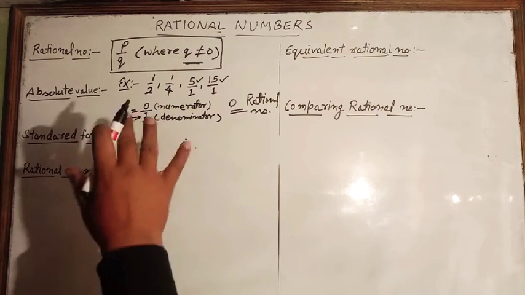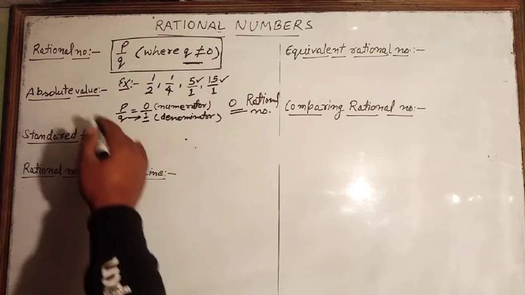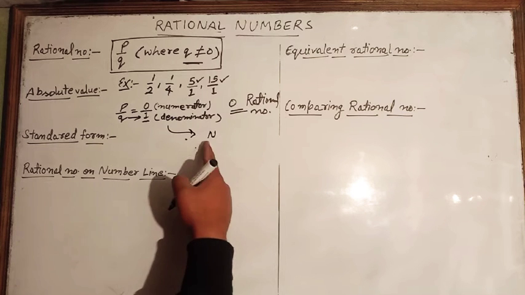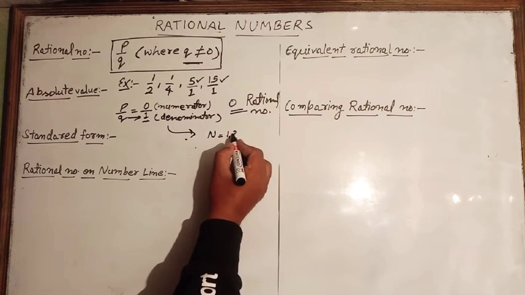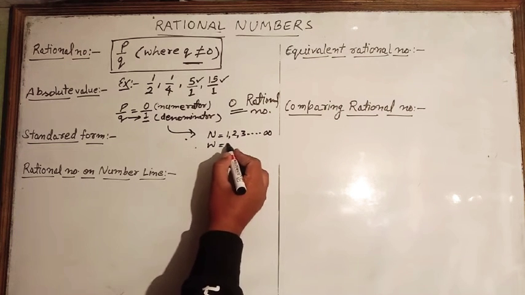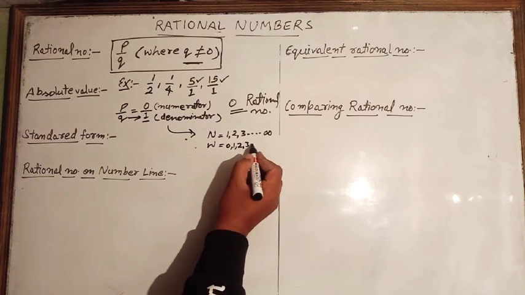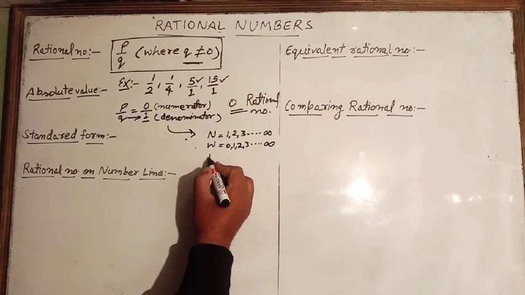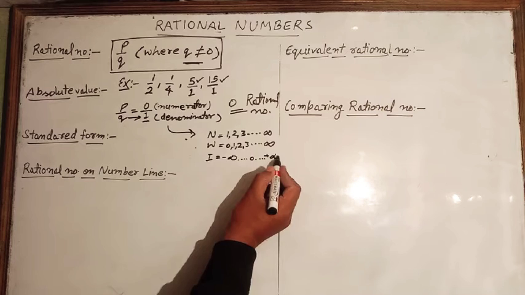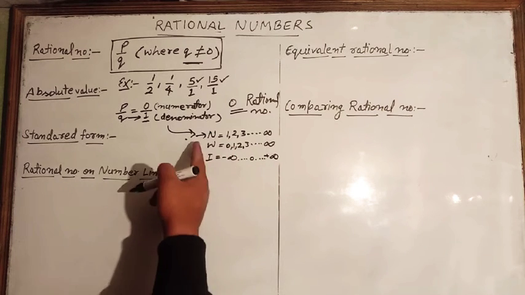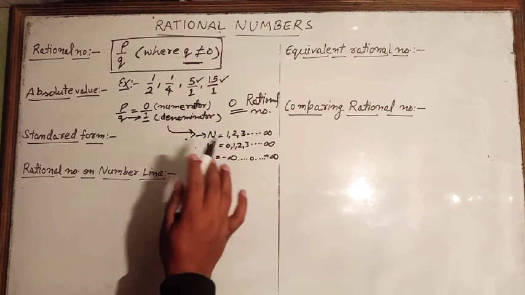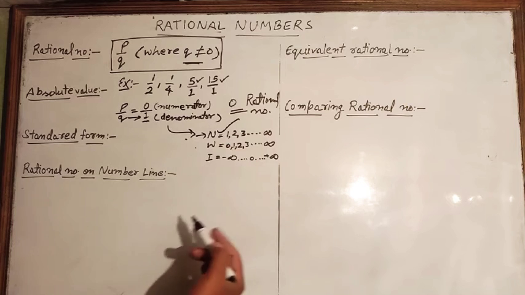See, in this way one conclusion we can derive from all the above. The set of natural numbers will be denoted with capital N. It will be 1, 2, 3 and so on up to infinity. The set of whole numbers will be 0, 1, 2, 3 and so on up to infinity. The set of integers will be from minus infinity up to 0 and up to plus infinity. So you can see all the natural numbers will be rational numbers. Why? Because we can write 1 in the denominator. So all the natural numbers are rational numbers.